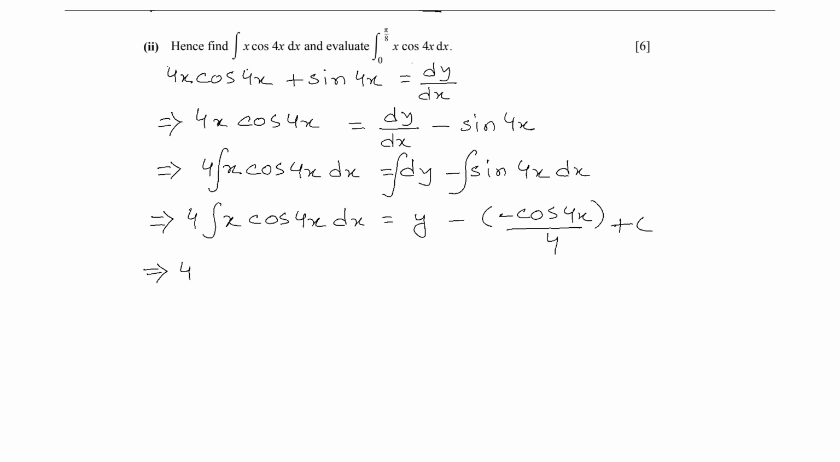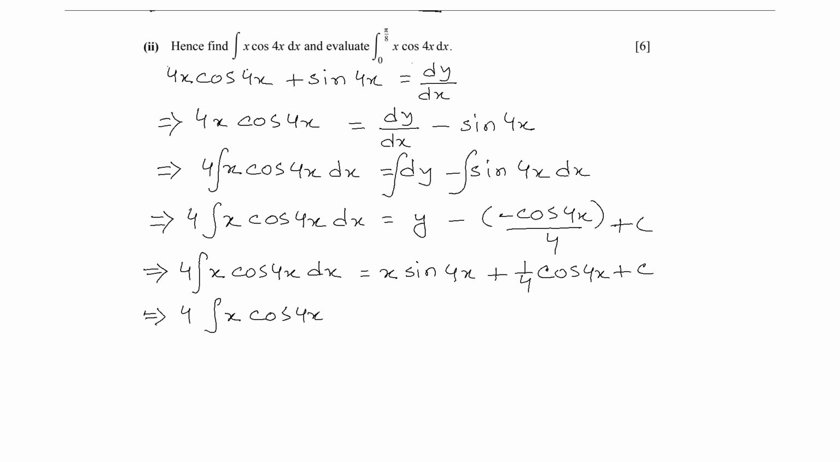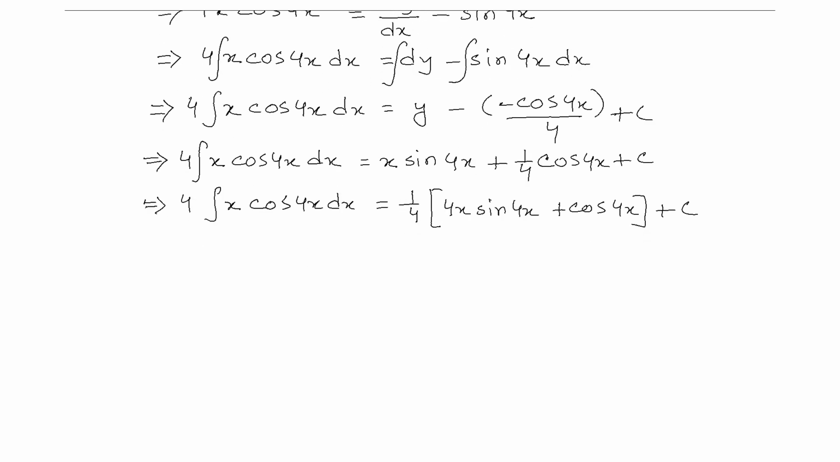Now let's substitute the value of y here. So 4 integration x cos 4x dx is equal to the value of y, which was x sine 4x, plus 1/4 of cos 4x plus c. So in the next line we can write 4 times integration of x times cos 4x dx is equal to, taking 1/4 factor as common, 1/4 times bracket open 4x times sine 4x plus cos 4x bracket closed and plus c.